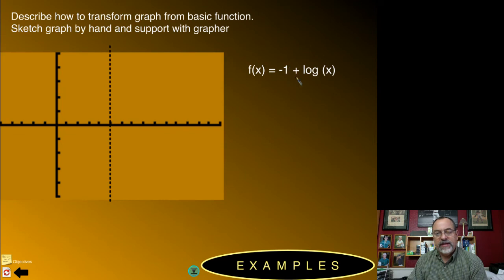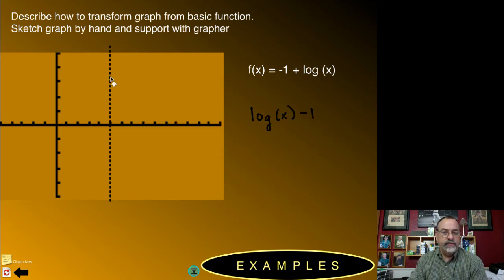For this example, we have negative 1 plus log of x. Now again, we're not used to having this number out in front as far as seeing the reflections or transformations, but if I put it like this, then we can see it a little bit easier. So there is no transformation right or left. There's simply a shift down 1.